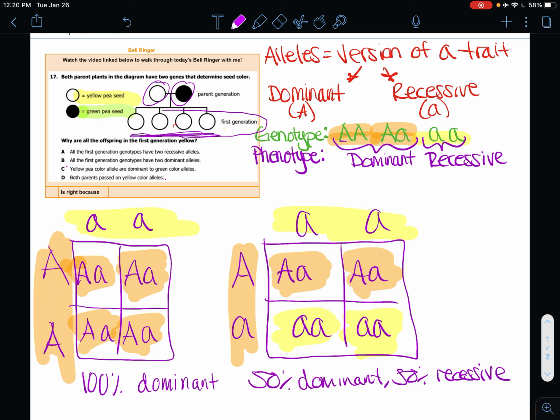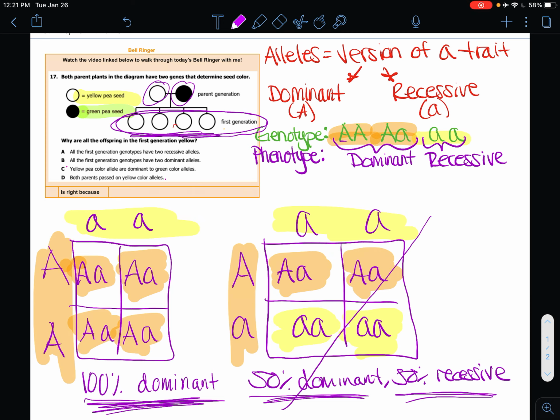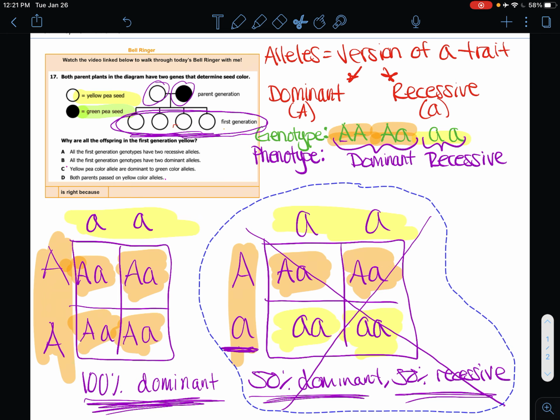Look at the first generation up here. So these are the offspring. Do they look like they are all 100% one trait? Or are they kind of half yellow, half green? They're all 100% the same trait, right? So we know that this must not be the proper Punnett square. This is not going to be the genotype for the dominant parent.